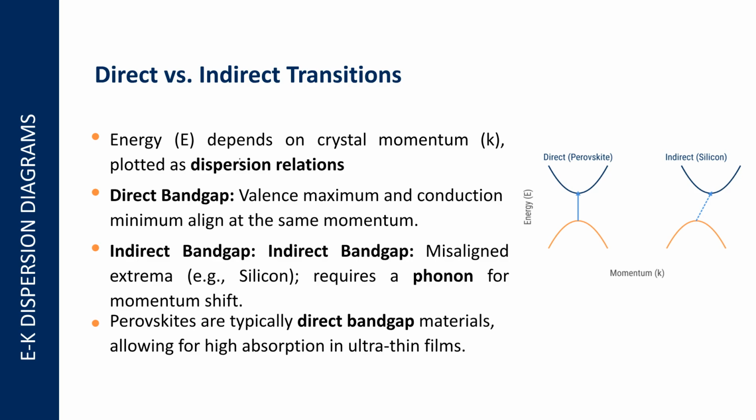In a direct bandgap semiconductor, the maximum energy of the valence band aligns perfectly with the minimum energy of the conduction band at the exact same momentum state. An electron can absorb a photon and jump straight up.